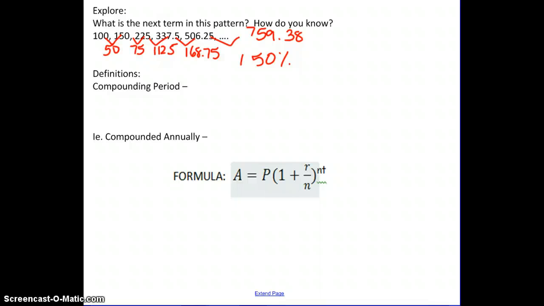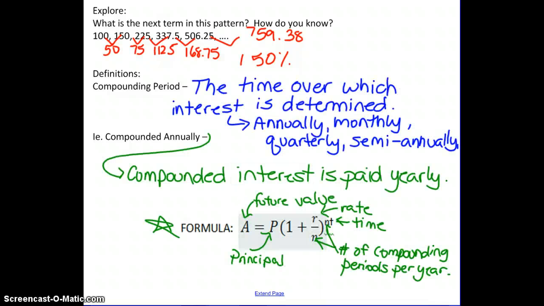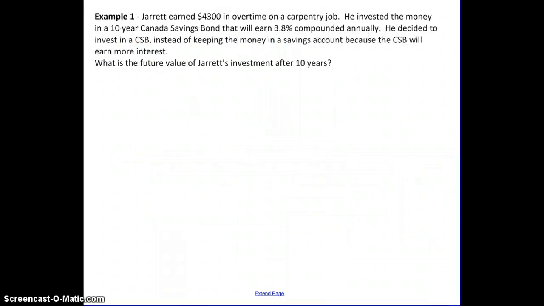Then we've got some definitions to fill out. You can just check these definitions and make sure that you know this formula and go over it. And then we're going to start with example 1. We have Jared who earned $4,300 in overtime on a carpentry job. He invested the money in a 10-year Canada Savings bond that earned 3.8% interest compounded annually.